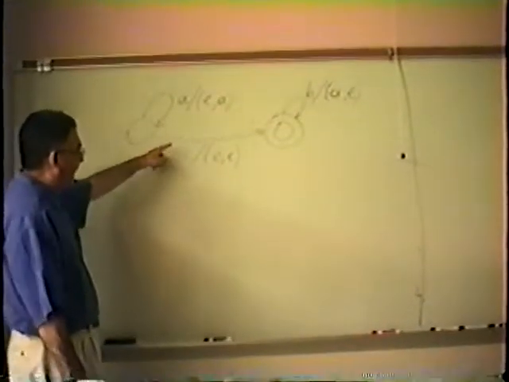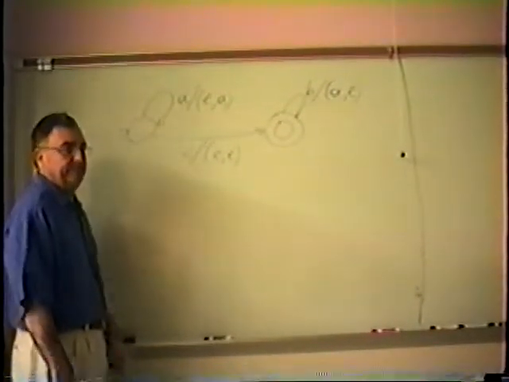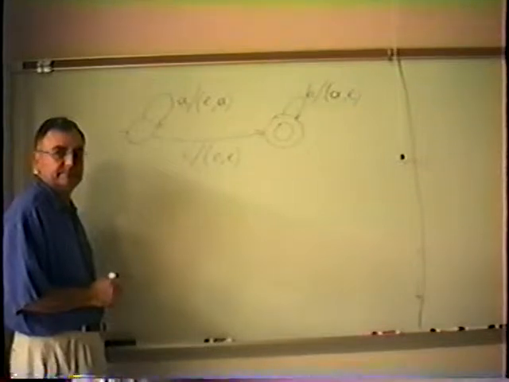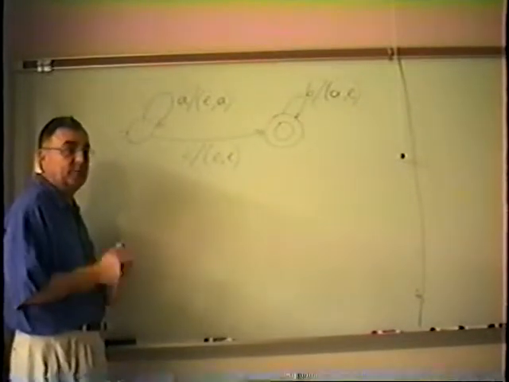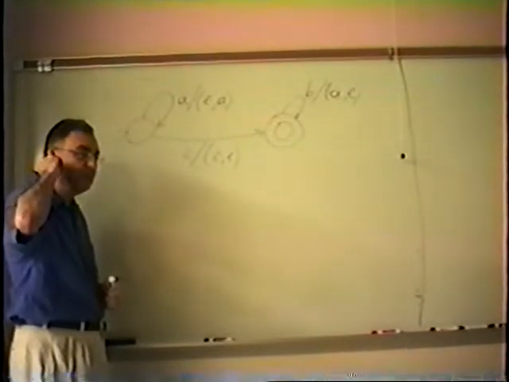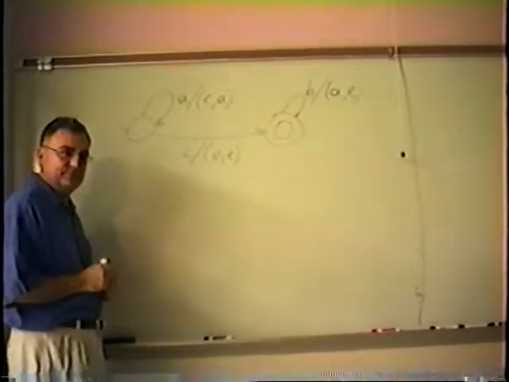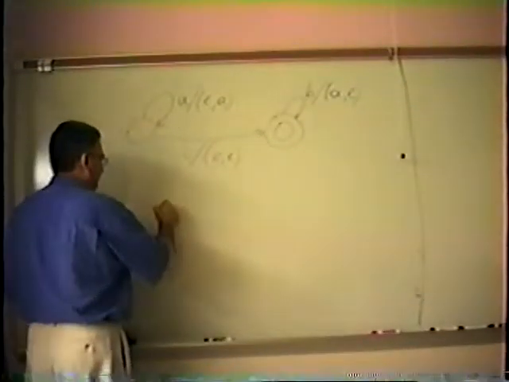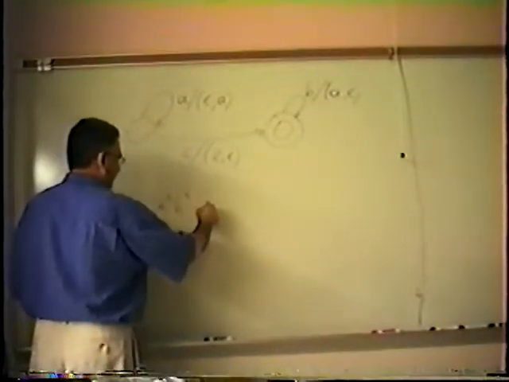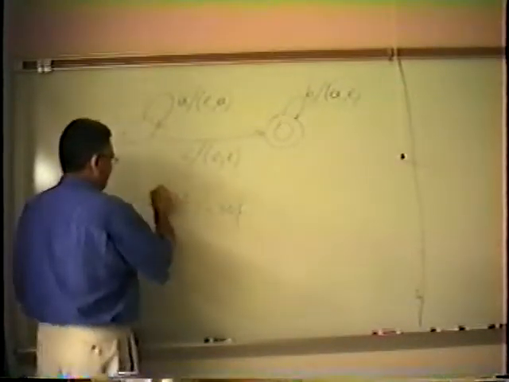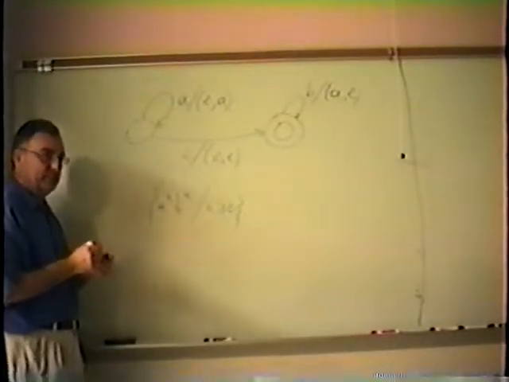What is the language recognized by this machine? Right, it's the same language. It's the same, a^n b^n. It's the same language. So how come?